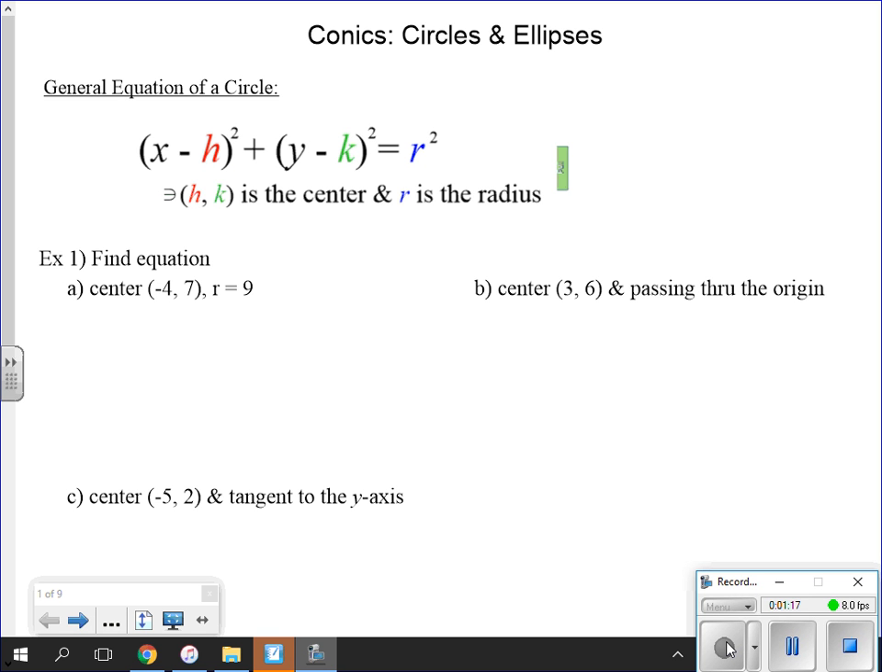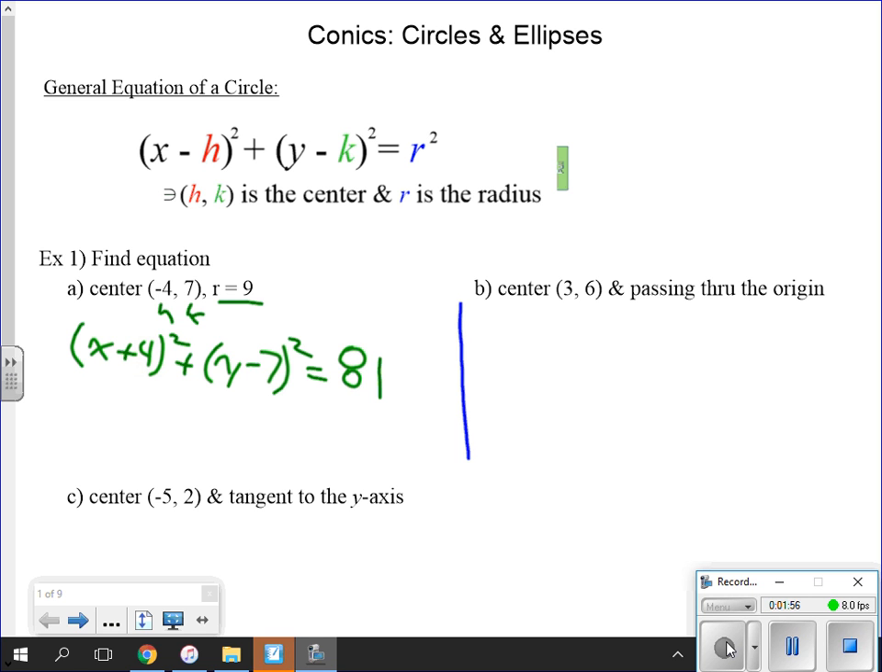So the first problem here is actually a pretty easy one. This is our h, this is our k, obviously that's our r. So we have x plus 4 squared plus, and that's important to have a plus in there, y minus 7 squared is equal to 81, 9 squared. Right? It's never going to always be that easy. Okay, next one's a little bit harder, but it's not that bad.